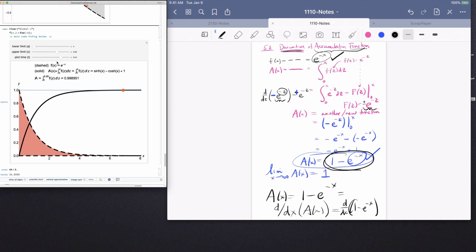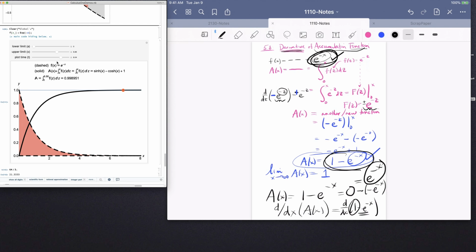The derivative of 1 is equal to 0. The derivative of negative e to the negative x is negative e to the negative x. We had a chain rule problem. Positive, negative makes a positive, so the derivative of our area function comes out to be e to the negative x, which is the original function itself.